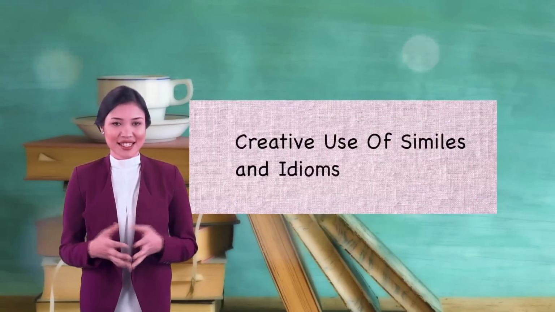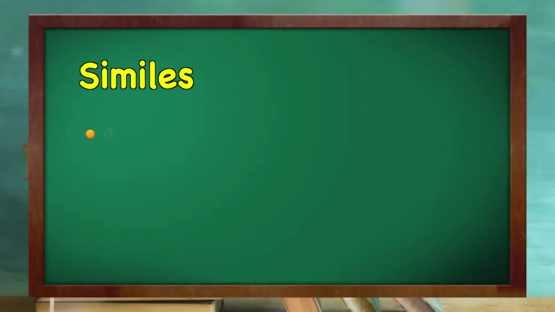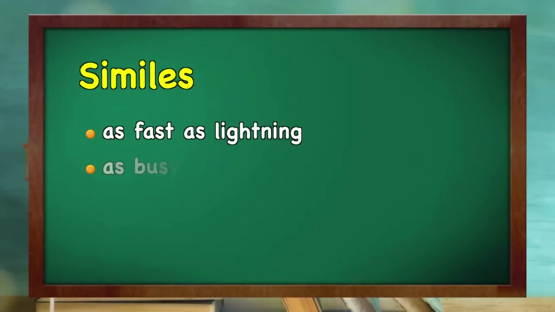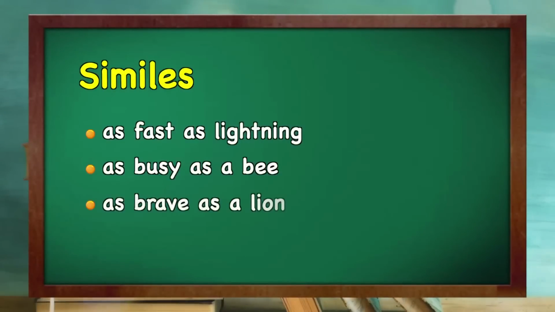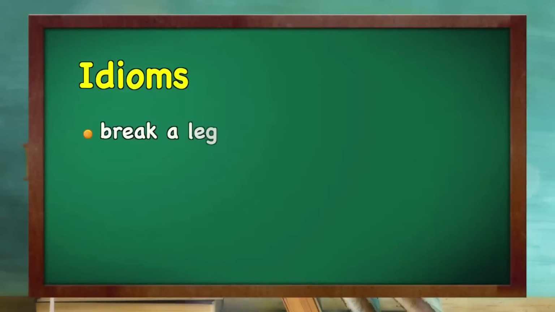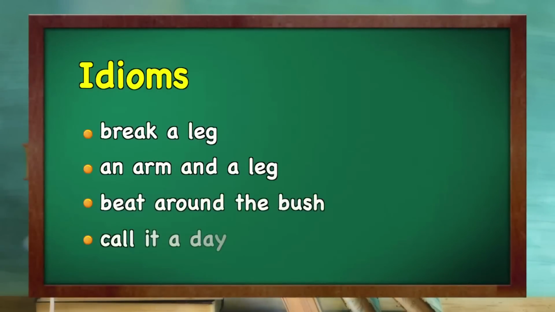Creative use of similes and idioms. If you're feeling confident, you should include 1 or 2 similes or idioms. Similes are comparisons that use the words as or like. For example, as fast as lightning, as busy as a bee, as brave as a lion. Idioms are expressions that have hidden meanings. Some common idioms are break a leg, an arm and a leg, beat around the bush, and call it a day.